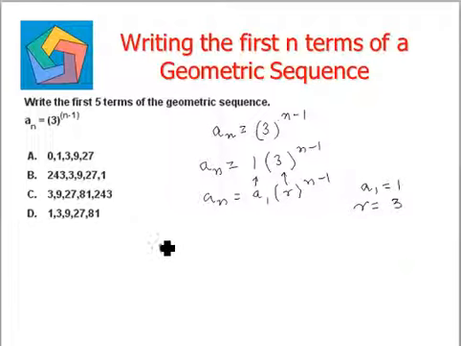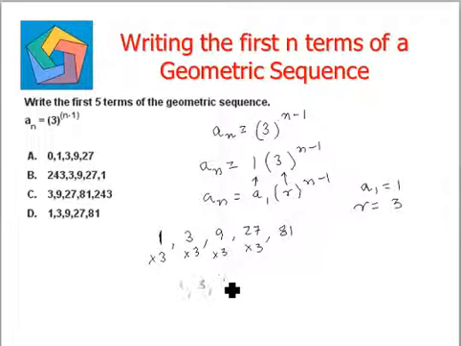Now a1 is 1, so we write the first term. The next term is obtained by multiplying with the common ratio. So 1 times 3 is 3, 3 times 3 is 9, 9 times 3 is 27, 27 times 3 is 81. So we've got the 5 terms 1, 3, 9, 27 and 81. This is the final answer that we have, which can be seen in option D.